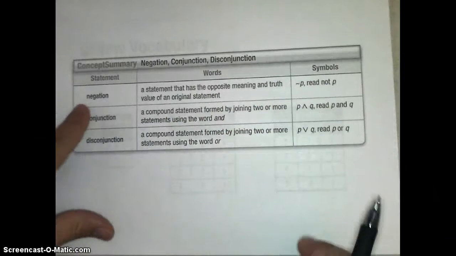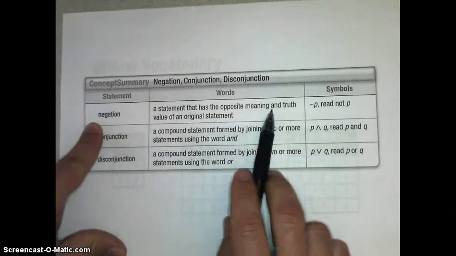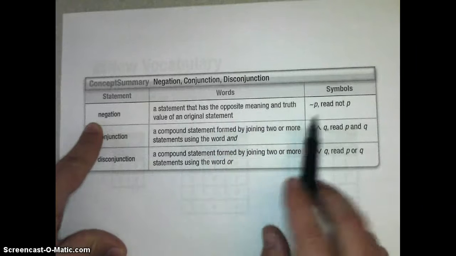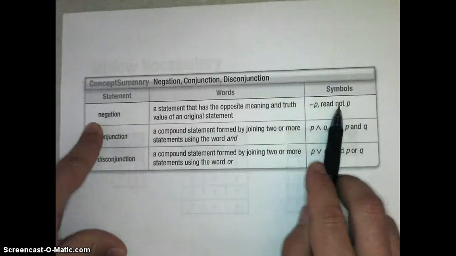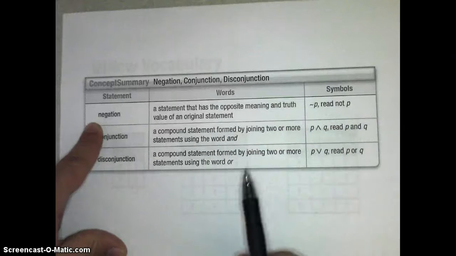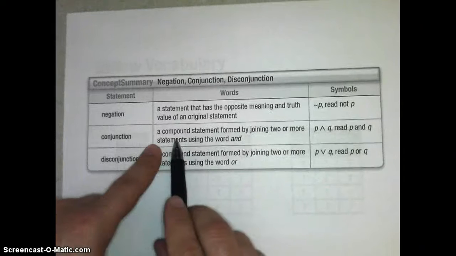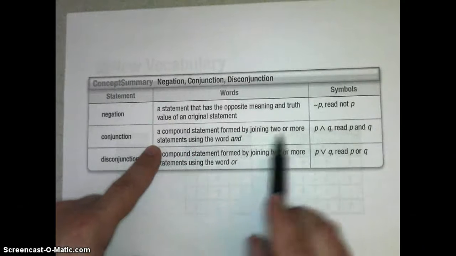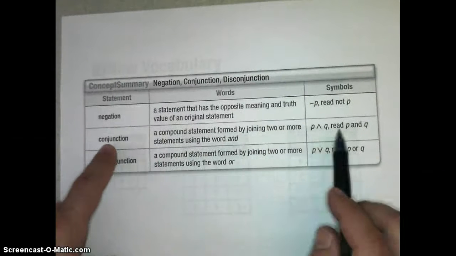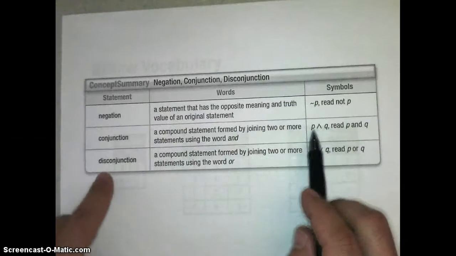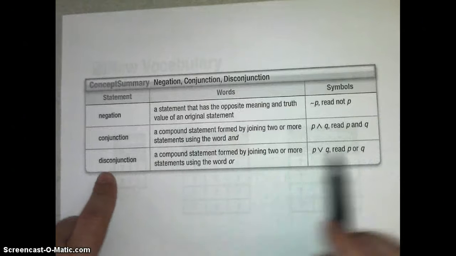To quickly review, negation is a statement that has the opposite meaning and truth value of the original. So we read the word "not P" and we write the tilde before the P. A compound statement formed by joining two or more statements using "and" is a conjunction, using this symbol. A disjunction uses the word "or" and that symbol.